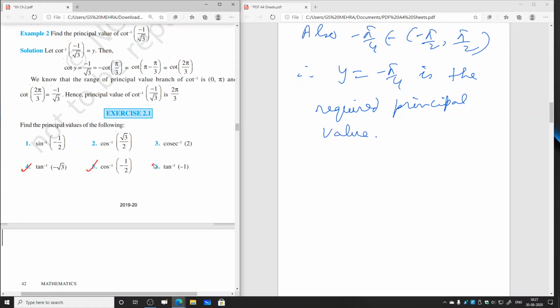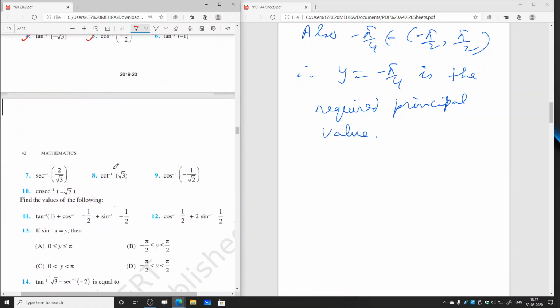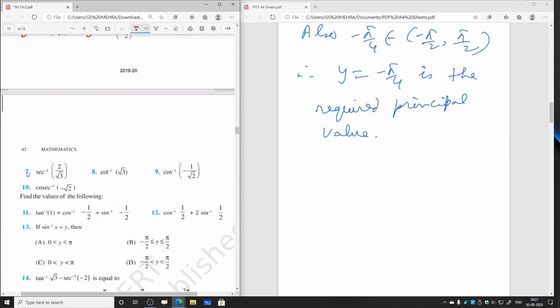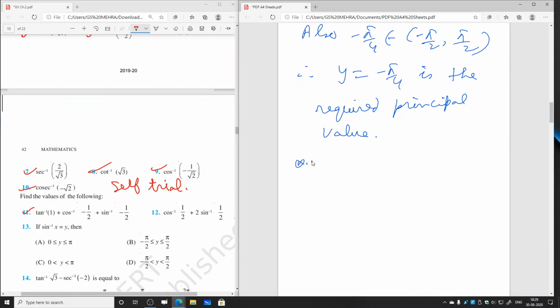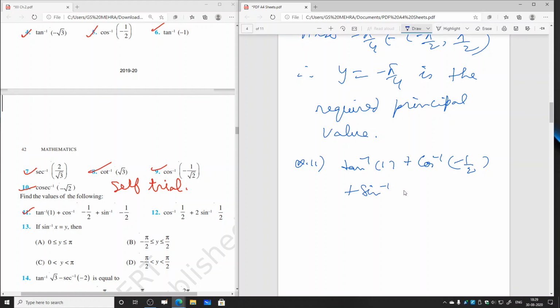Now, this sixth one is also over, and the 7th, 8th, 9th and 10th will be for self trial. Now, let us go to question number 11. We are having tan inverse 1 plus cos inverse minus 1 by 2 plus sine inverse minus 1 by 2. We have to find the combined value of all the three.